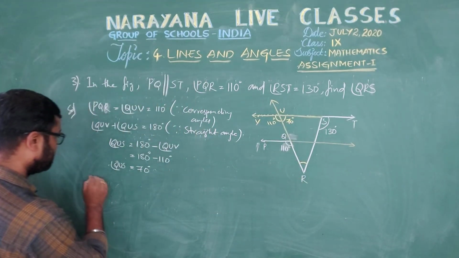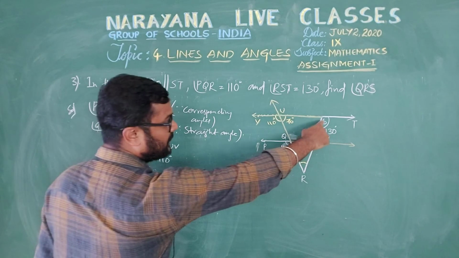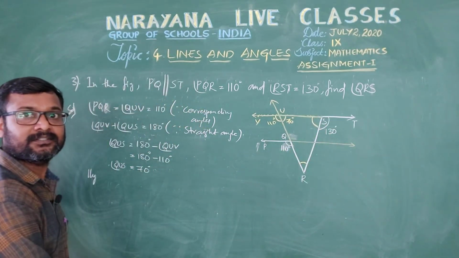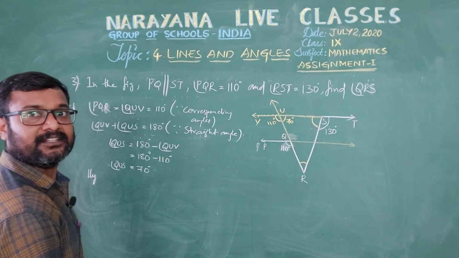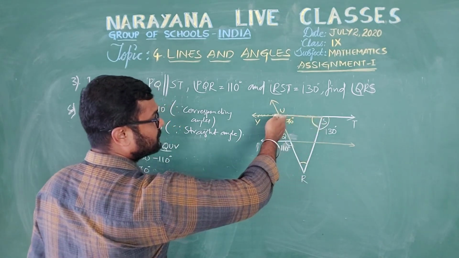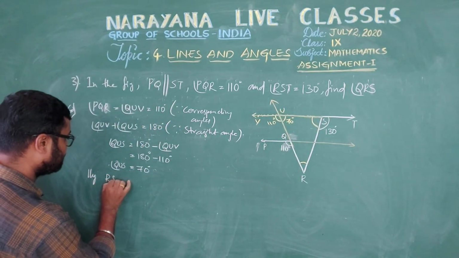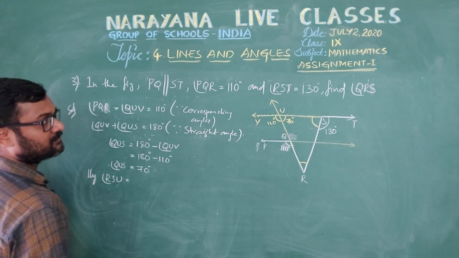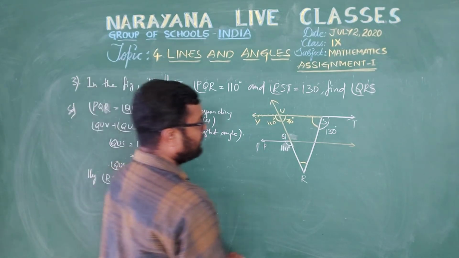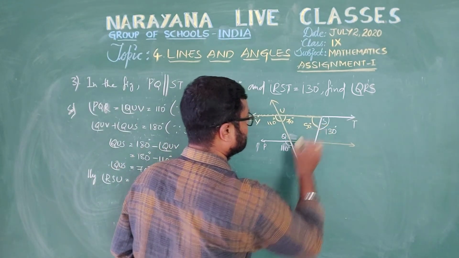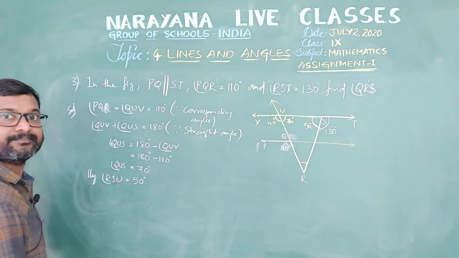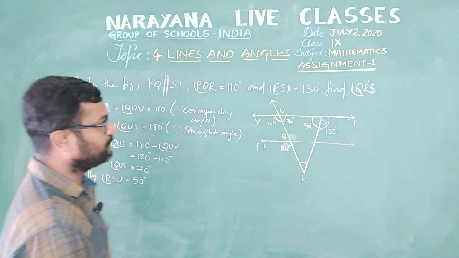Similarly, if you take these two angles, these two are what? Straight angle. Now similarly, angle RSU is equal to what? 130 plus 50 here, so this will be 50 degrees, isn't it? So RSU is equal to 50 degrees, isn't it?